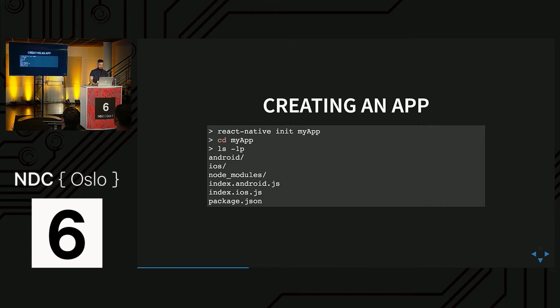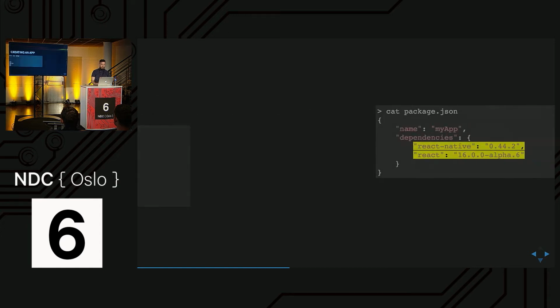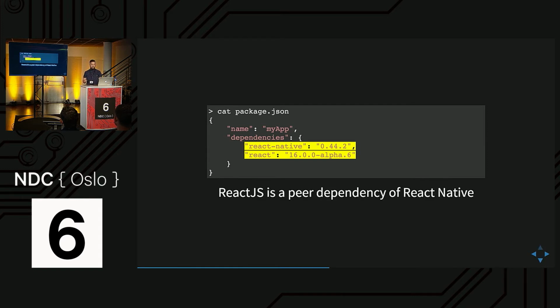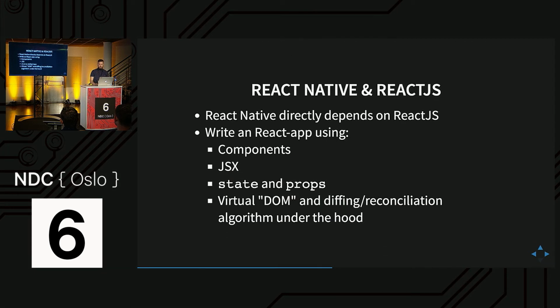So if we drill into the package.json file, which describes these dependencies, then we only really see 2. React Native, of course, and React.js, which is a peer dependency of React Native. Now, the last bit there is kind of important because React Native does not work without React.js. It directly depends upon React.js.